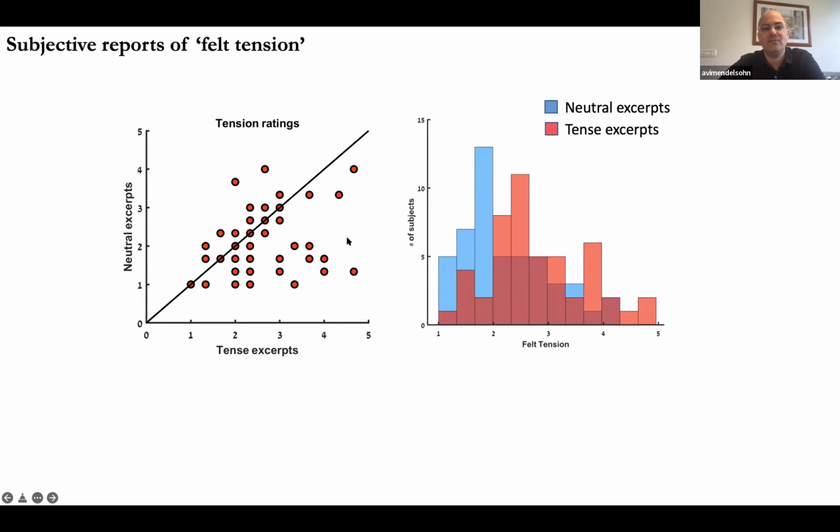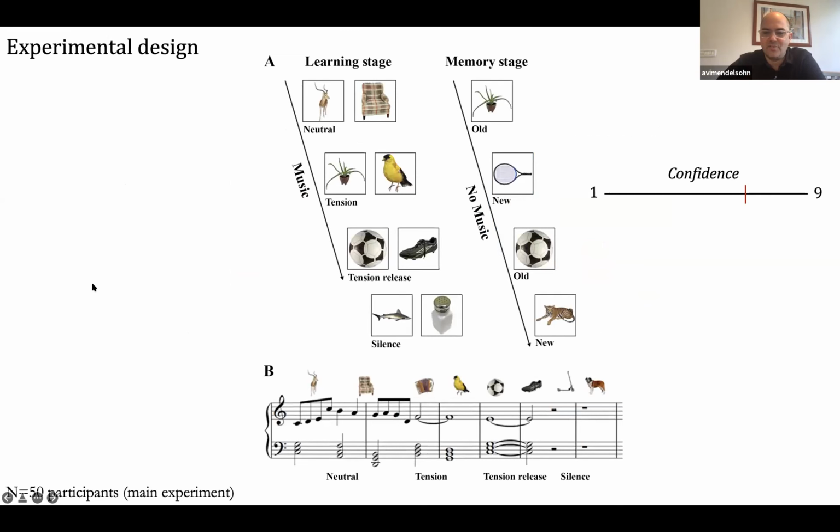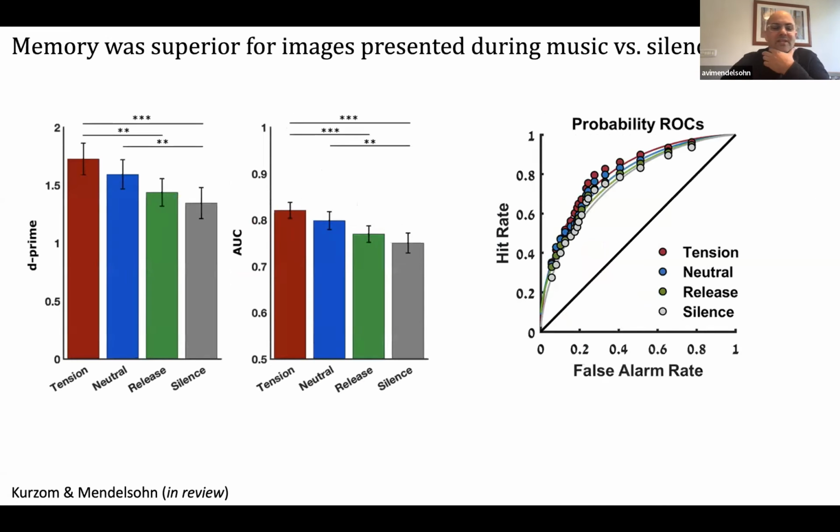And as you see here, the average shows that people are able to feel the tension or to perceive the tension, but there's a lot of variability. Some people feel tension, some people don't. And there's overlap between the felt tension of different excerpts. And this is important for the findings. So I'll go over the findings.